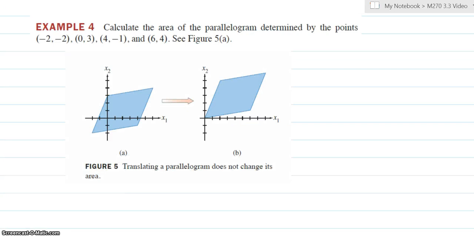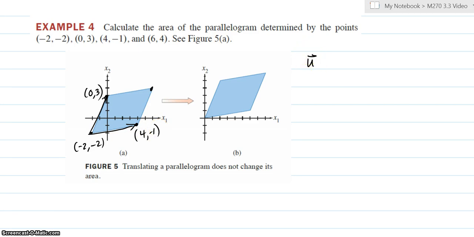So let's look at example 4 in the book. It says calculate the area of the parallelogram determined by the points (-2, -2), (0, 3), (4, -1), and (6, 4). And notice how it doesn't go through (0, 0). So we're just going to translate it. I'm going to look for this vector and this vector. Again, this is the point (-2, -2), and this is the point (0, 3), and (4, -1). Those are the 3 points that I need.